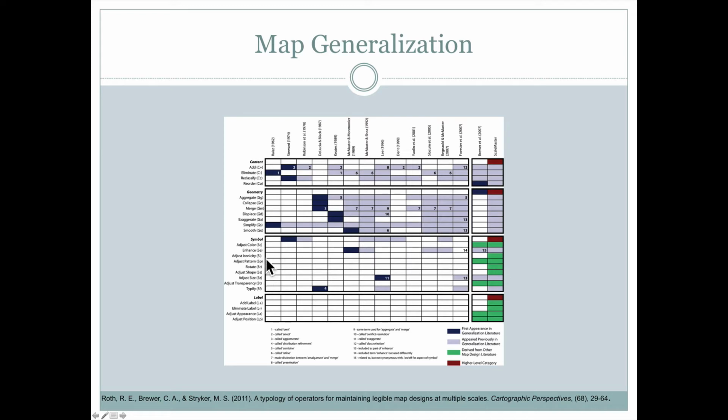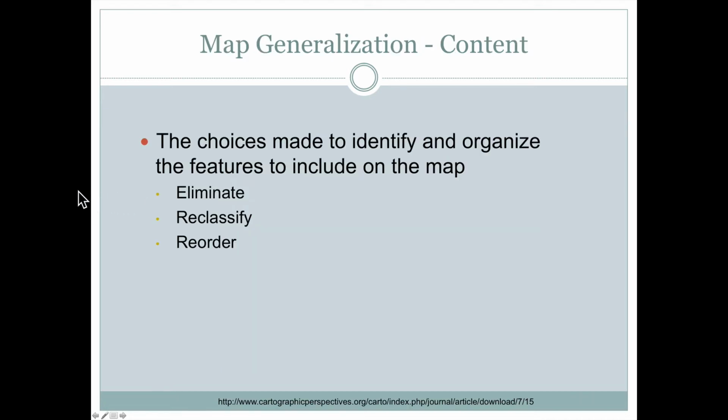We could also obviously change the symbols or the layers. We could use smaller symbols or put fewer labels on the map, but the two we're going to concentrate on here are the content and the geometry, so we can see some examples of what this sort of map generalization would look like. Let's start with the content.